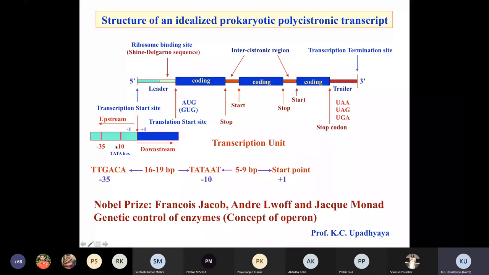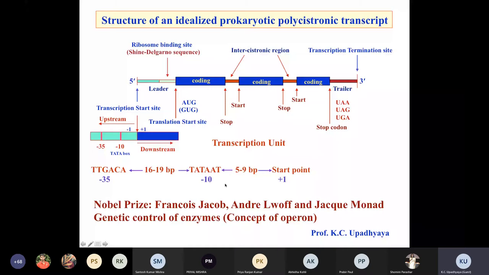What was done was to analyze the upstream sequences of, let's say, 100 genes, and there was no similarity in them, except for two domains. In the nomenclature, downstream is plus, and towards the left side, the upstream, is minus. So the two conserved domains are the minus 10 sequence and the minus 35 sequence. Except for these two, there are no other conserved domains. The minus 10 we call the TATA box, and the minus 35 is TTGACA.